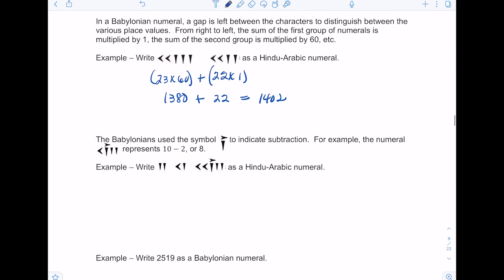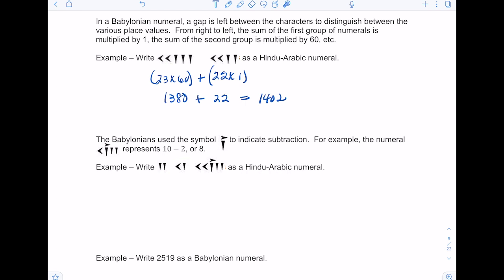The Babylonians did have a symbol for subtraction, and it was a combination of their 2 symbols. This time it's the upside down triangle, if you will, and then the arrow pointing to the right. When you see that symbol, it represents subtraction. So here, for instance, we have 10 minus 2, so that would be the number 8.